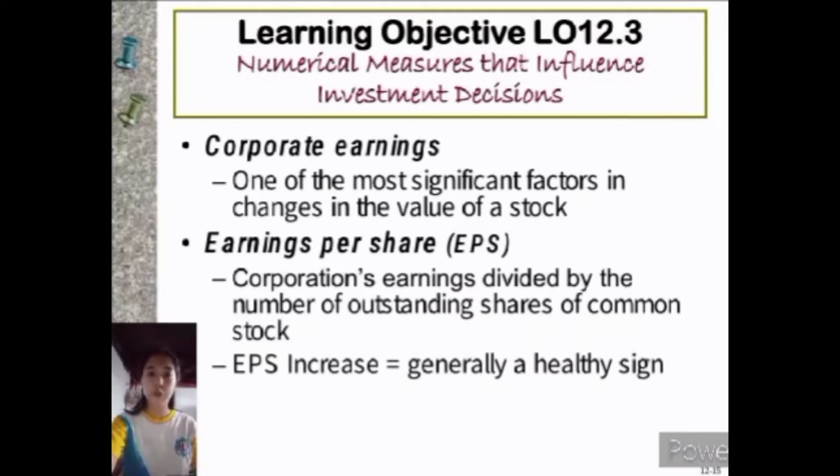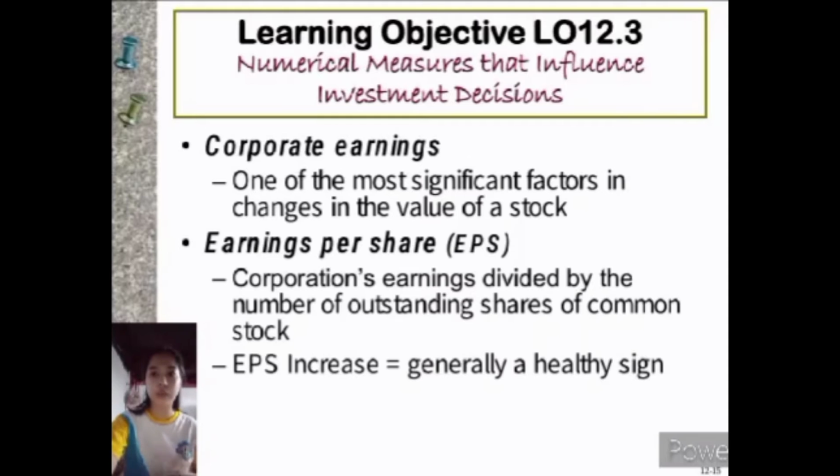Next is earnings per share, or EPS, calculated as a company's earnings divided by the number of outstanding shares of common stock. The resulting number serves as an indicator of a company's earnings. EPS indicates how much money a company makes for each share of its stock, and it's a widely used metric to estimate corporate value.